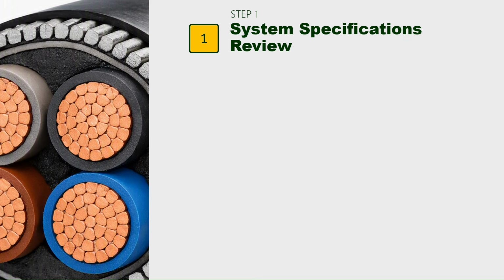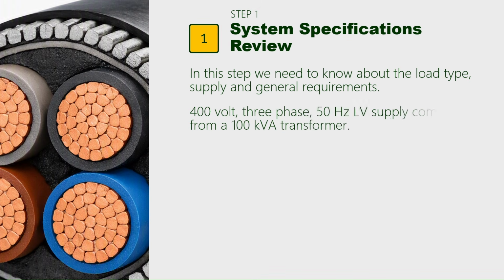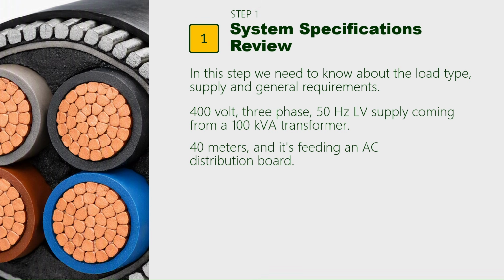Before we calculate anything, we need to know exactly what kind of cable we're designing. In this step, we need to know about the load type, supply, and general requirements. So here, our system is a 400-volt, 3-phase, 50 Hz LV supply coming from a 100 kilovolt amperes transformer. The cable length is about 40 meters, and it's feeding an AC distribution board.